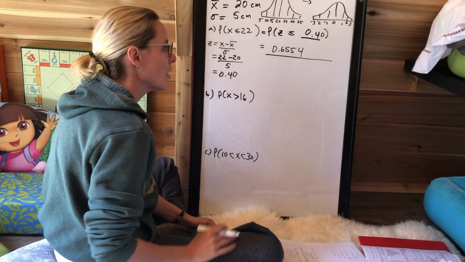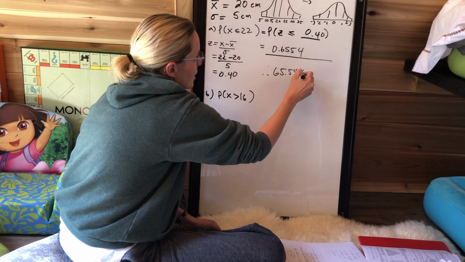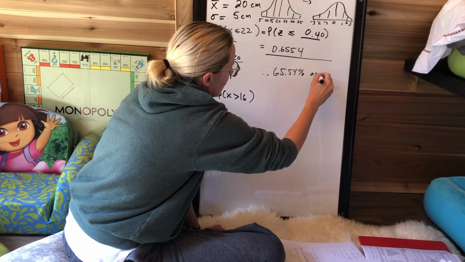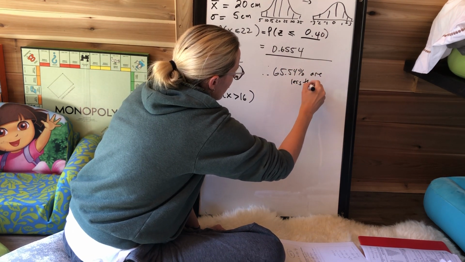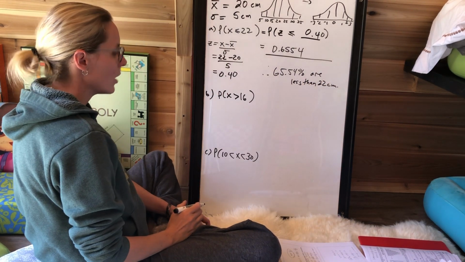Okay, 0.6554, that means 65.54% are less than 22 centimeters. Okay, that's that whole idea.